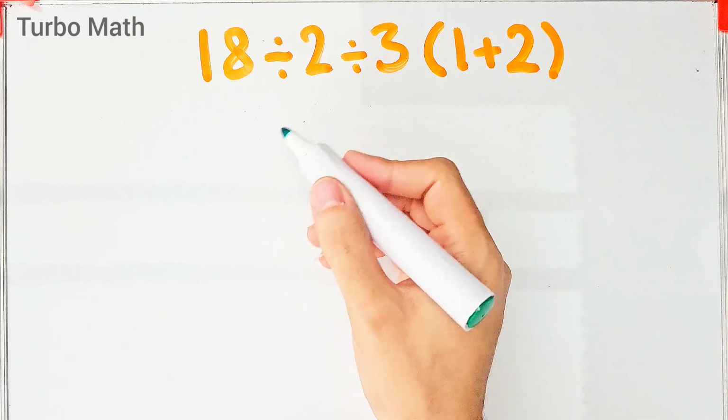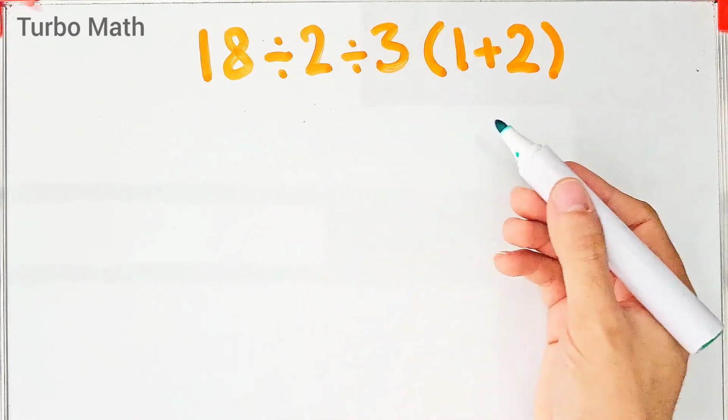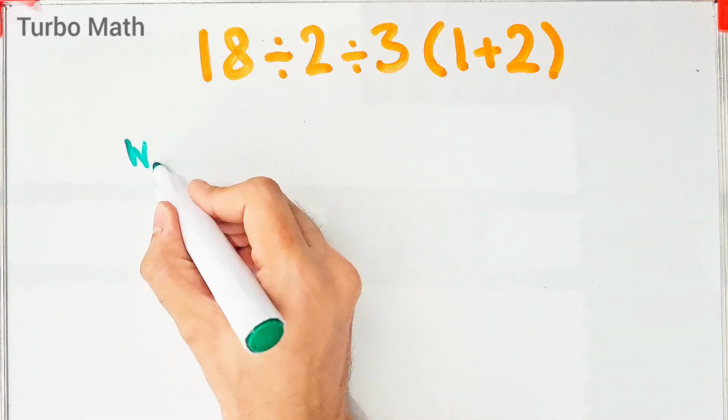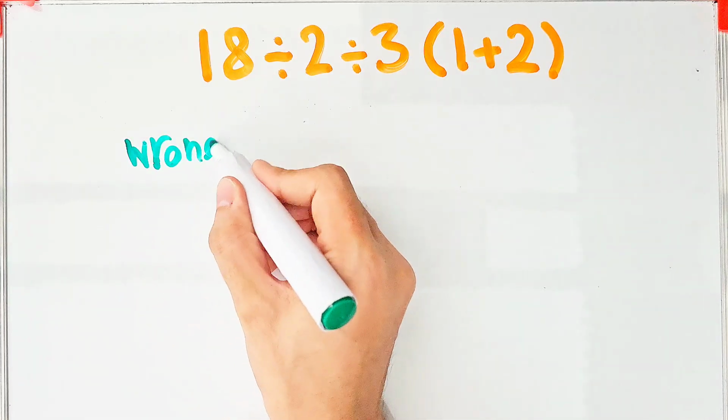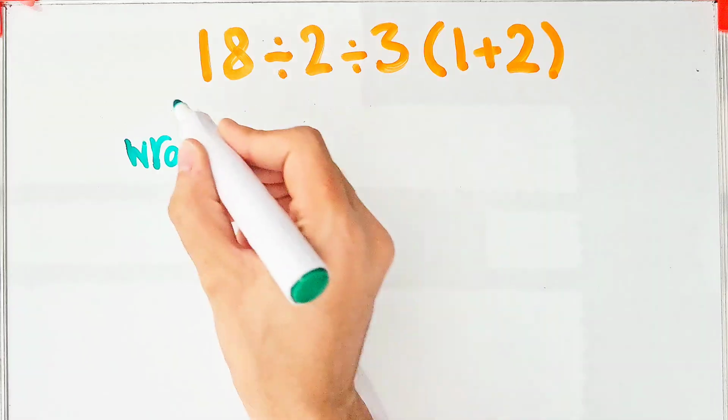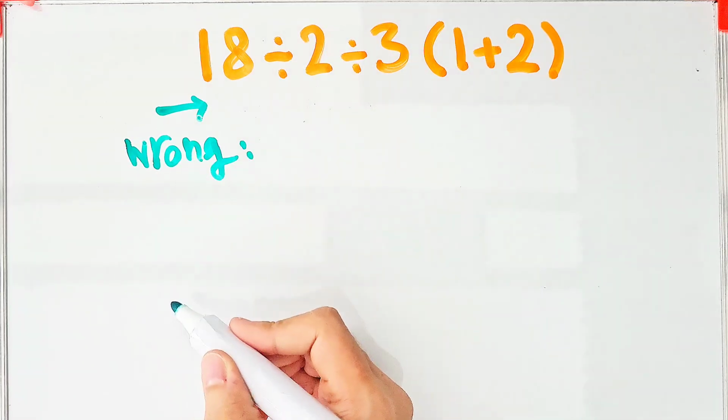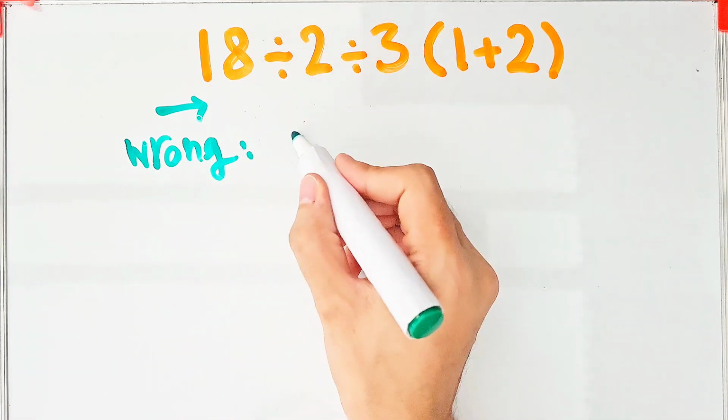Can you solve this question? This question is very easy but a bit tricky. Okay guys, in the wrong way of solving this question, some people don't pay attention to the priority of the mathematical operations. They start from the left and simplify.